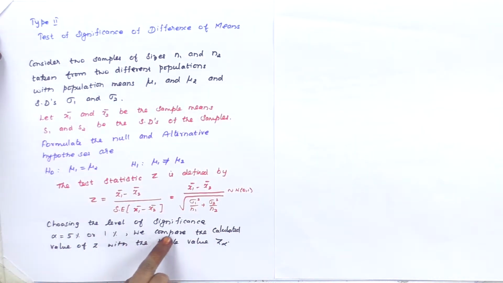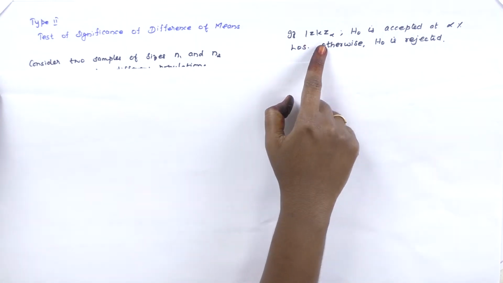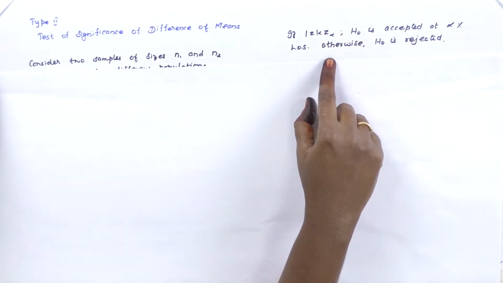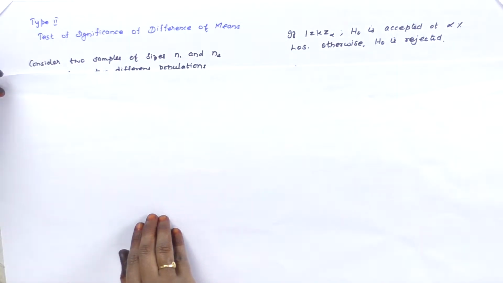Next, choosing the level of significance, that may be 5% level or 1% level. Next, we compare the calculated value of Z with the tabulated value of Z alpha. If the calculated value is less than the tabulated value, we accept H0, otherwise H0 will be rejected. This is the way of finding the difference between two means under large samples.